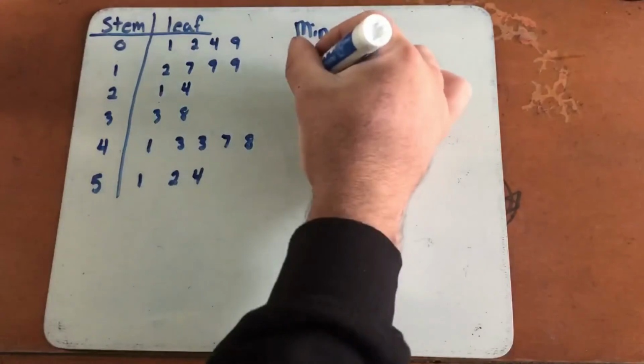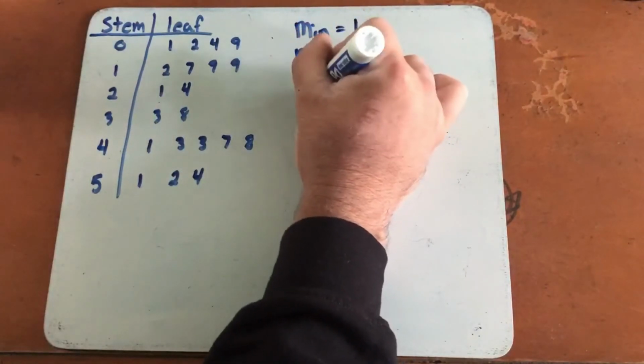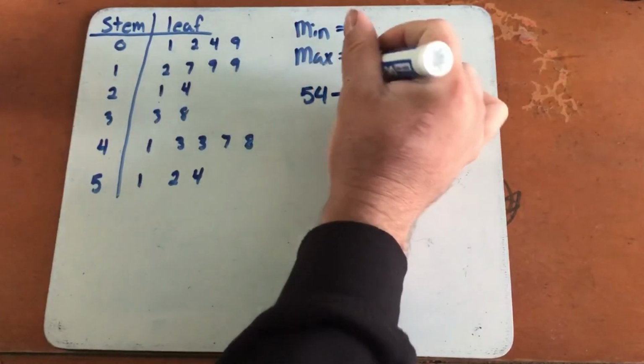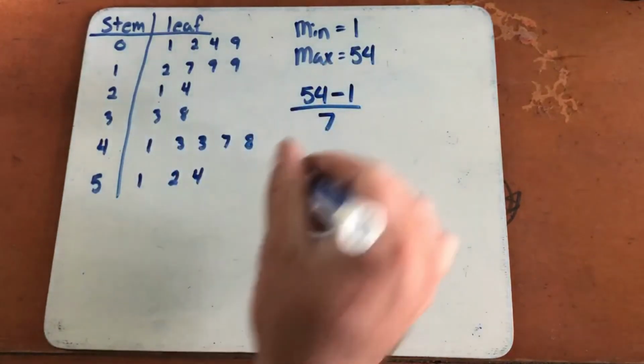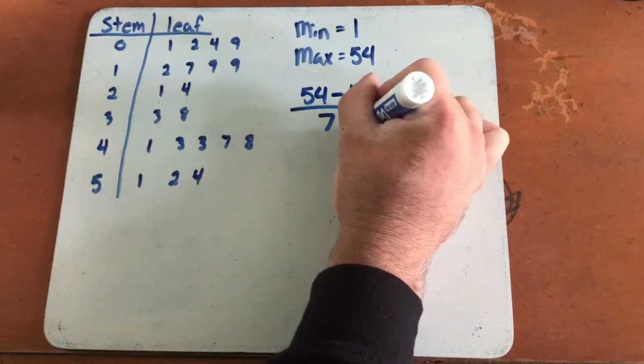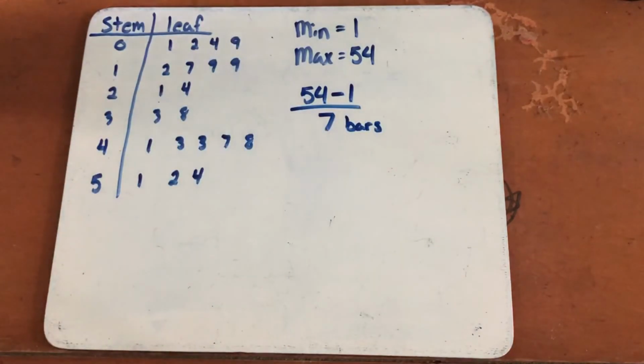So the way that I do that is I take my maximum minus the minimum and divide it by 7. The reason I'm dividing it by 7 is because I want there to be approximately 7 bars. That's how many bars I want. 7's a good number. If it ends up being a few more than 7 or a few less, that's fine.